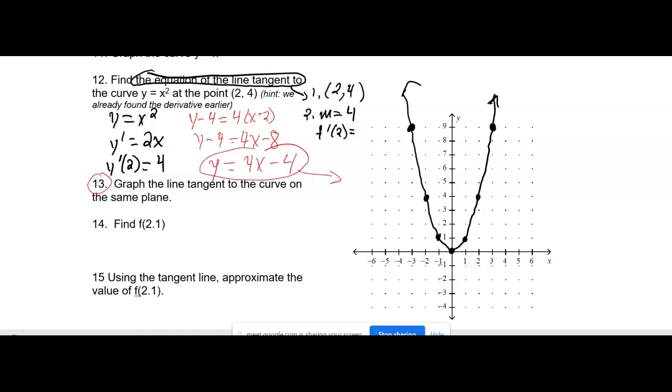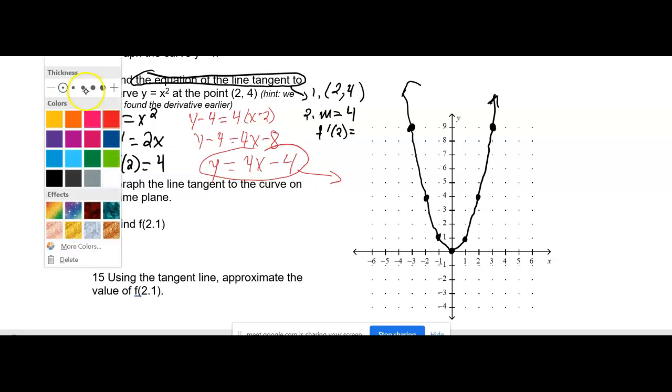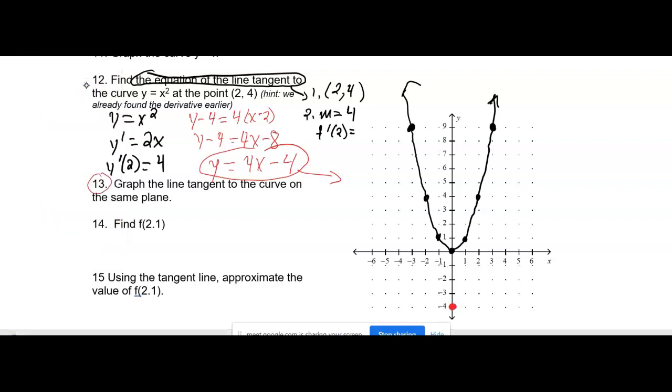And then this is what we're going to take, and we're going to graph it over here on the right-hand side. So we would have a y-intercept of -4, a slope of +4, so up 4, right 1.